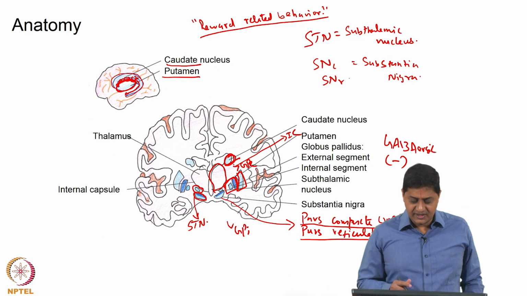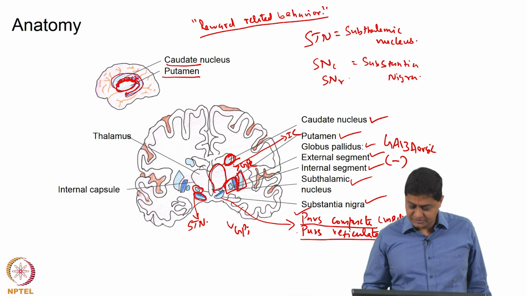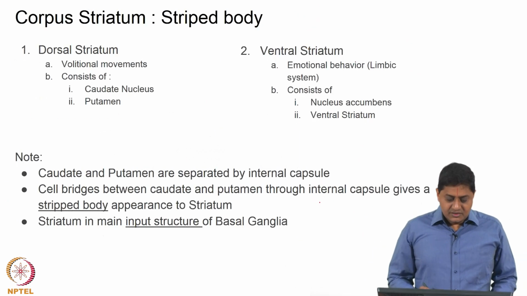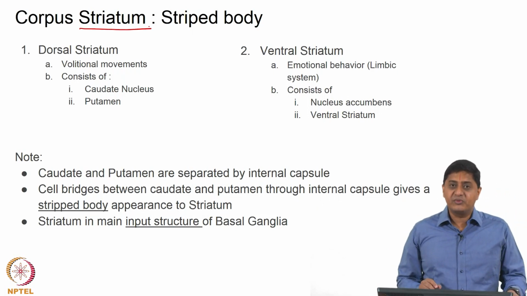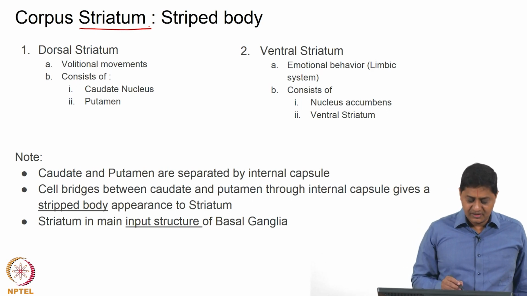Okay. So, essentially the basal ganglia is composed of the caudate nucleus, putamen, globus pallidus external, globus pallidus internal, subthalamic nucleus, substantia nigra pars compacta, and substantia nigra pars reticulata. Okay. So, the striatum itself is this striped body. When you say striatum, you are referring to the striped body.